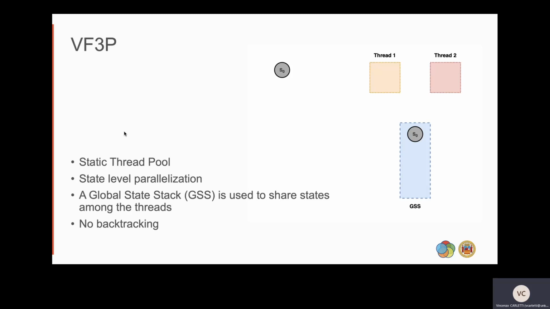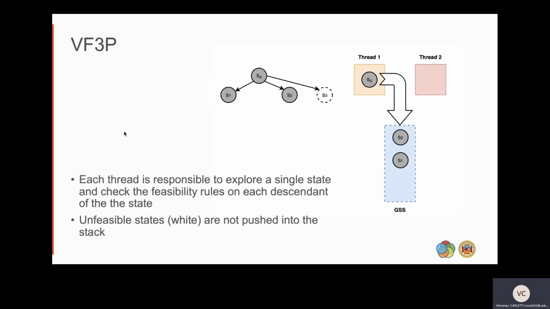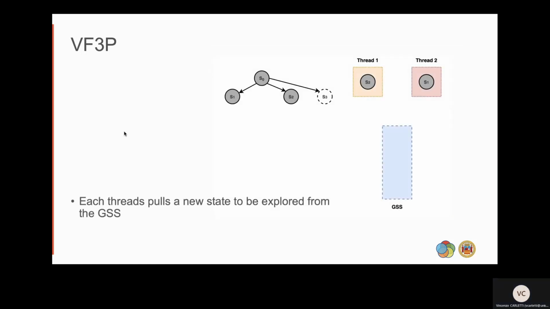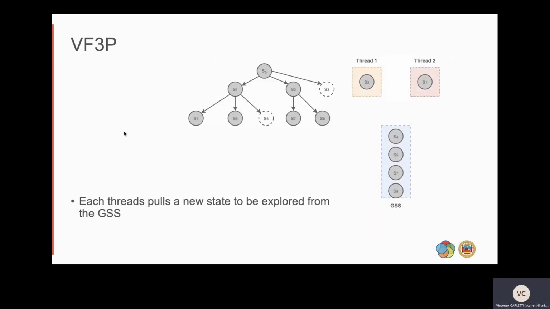This is the first version, which only uses a global state stack. Each thread explores a state and then puts the descendants that are consistent with subgraph isomorphism inside the global state stack, in order to let the other threads get new states to explore. So each thread takes states from the global state stack, explores them by generating new consistent states, and then puts them in the global state stack, and so on.